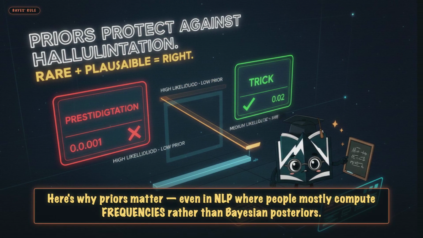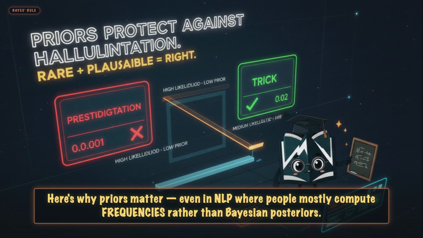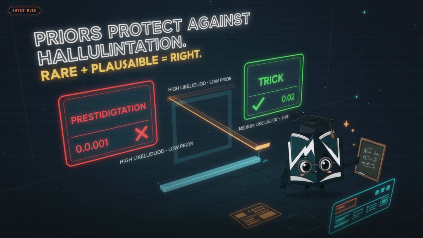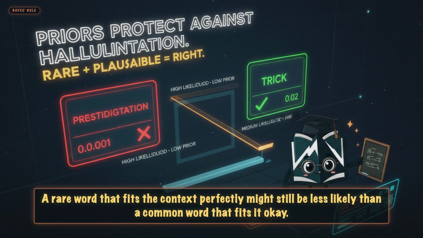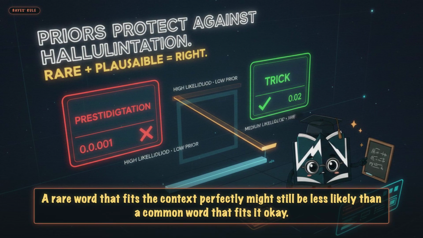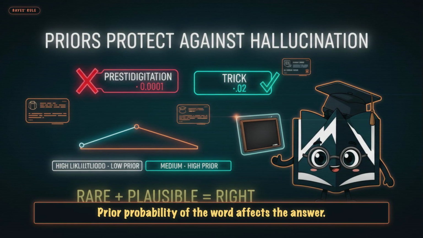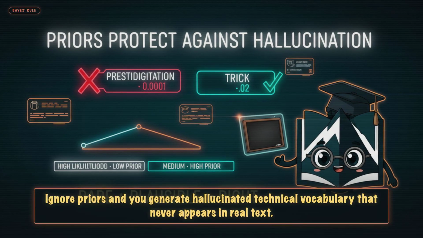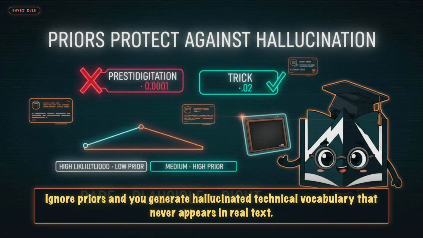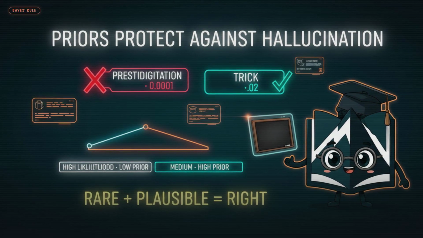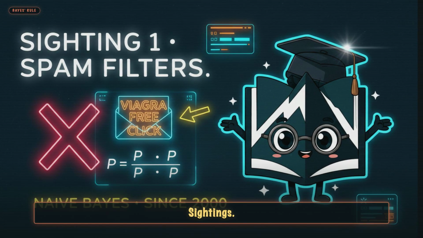Here's why priors matter. Even in NLP, where people mostly compute frequencies rather than Bayesian posteriors, a rare word that fits the context perfectly might still be less likely than a common word that fits it okay. Prior probability of the word affects the answer. Ignore priors and you generate hallucinated technical vocabulary that never appears in real text. Beat 3. Sightings. Sighting 1.